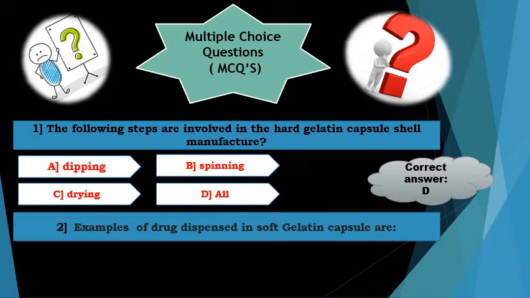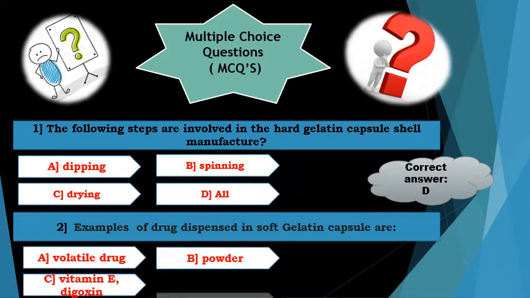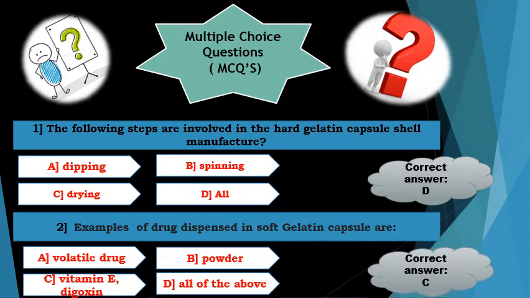Second question: examples of drug dispensed in soft gelatin capsule are A. Volatile drug, B. Powder, C. Vitamin E and digoxin, D. All of the above. Right, the correct answer is option C. Vitamin E and digoxin.